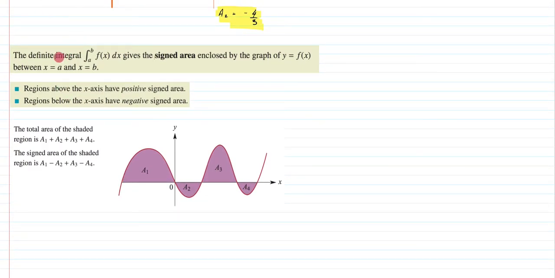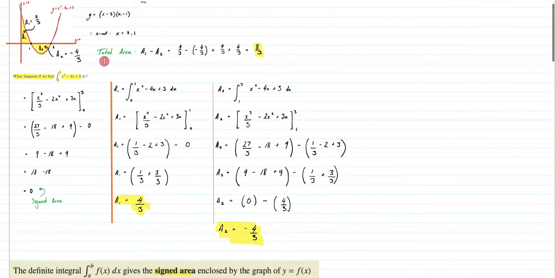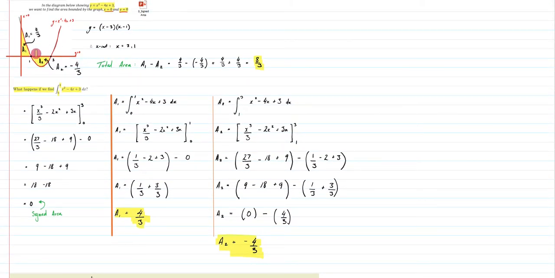The first thing being that if we find the definite integral of f of x between these intervals, this is going to give us the signed area enclosed by the graph and the terminals. So that's what happened when we took the integral between 0 and 3 here. We really paid no respect to the fact that some of our area was above and some of it was below. So that means we wound up with the signed area and not the total area.